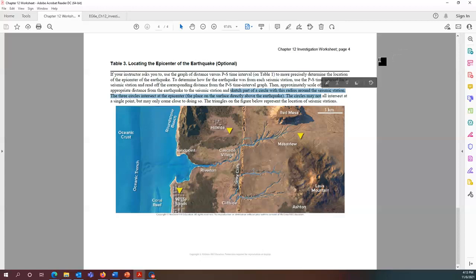And then once you have 3 circles drawn on the chart, they will intersect at the epicenter. So mark that as well. That just kind of gives you a way of knowing better where that epicenter exists. All right, and if you have any questions, let me know and I'm happy to answer them.